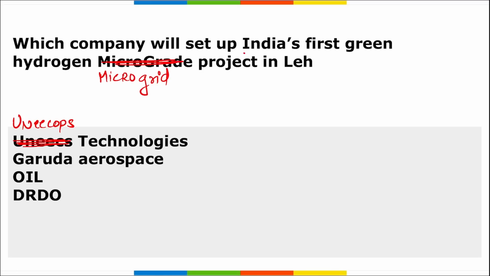Next, which company will set up India's first green hydrogen microgrid project in Leh? It is Unicorps Technologies, right? Unicorps Technologies is a Delhi based company that has specialized in green hydrogen and solar development. Recently, they have announced that they will be setting up India's first green hydrogen microgrid project in Leh Ladakh. This is a pioneering initiative that is expected to revolutionize sustainable green energy solutions in the region and pave a path for various similar projects in future.